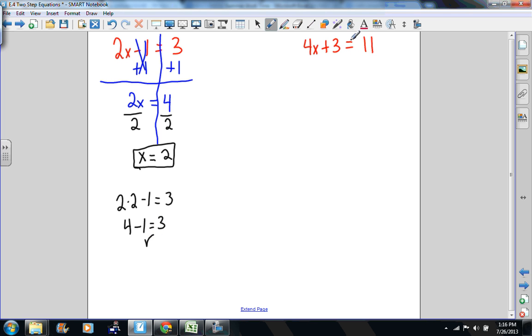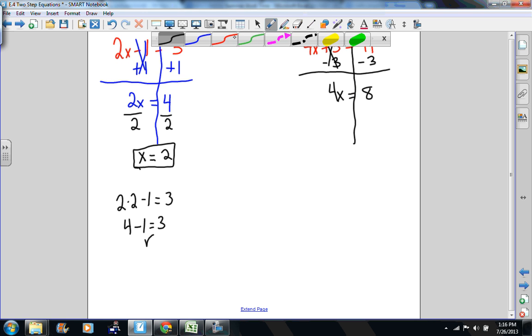So over here on the right, we're going to do the same thing. We're going to try to do addition or subtraction first. So we're going to get rid of this -3, and so we do that right there, just like that. Now that goes away. So we're left with 4x equals 8. And now we have the second step. So we're going to divide by 4. And so we're left with x equals 2 again.